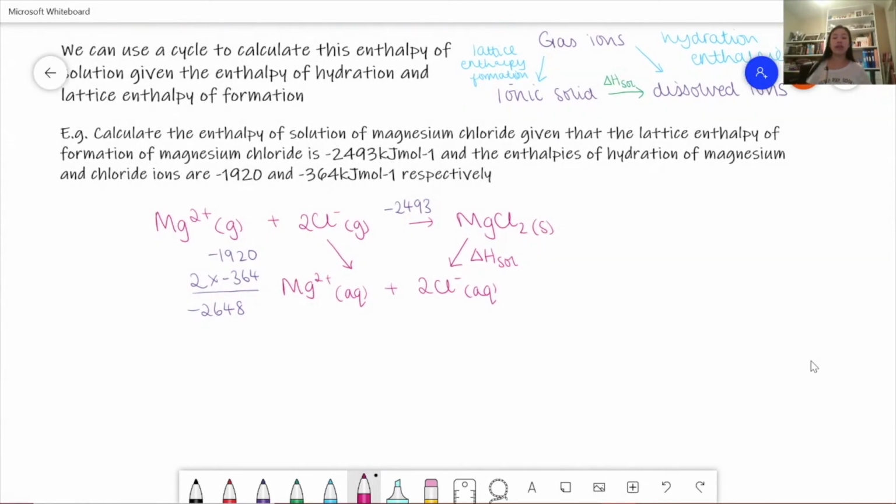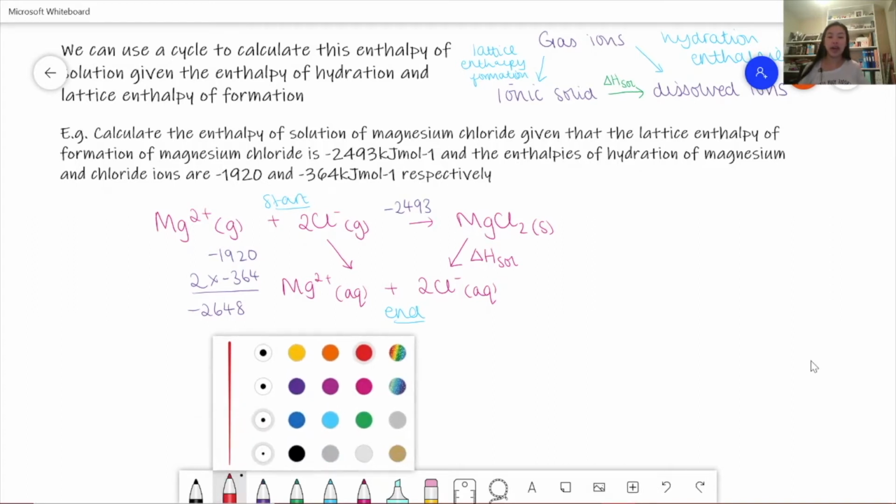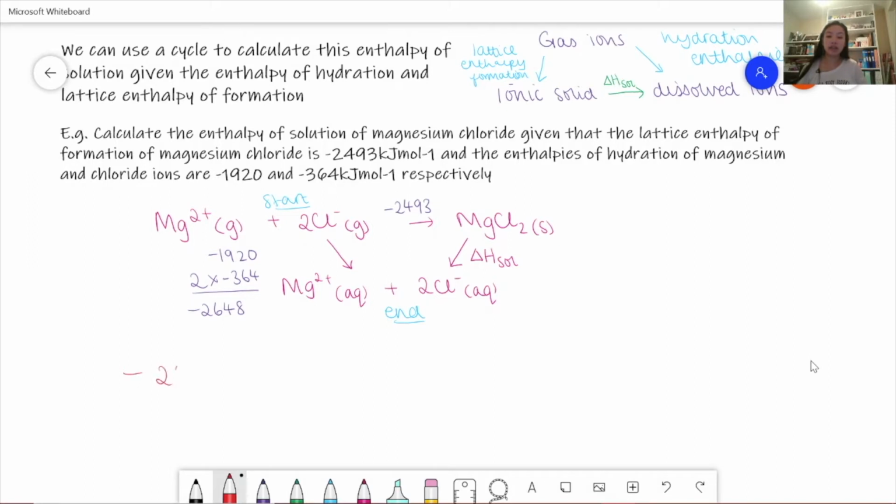And so now we can use the Hess's law idea. So if we start here and we end here, then the 2 routes should have the same enthalpy. And so we form an equation. So our equation is minus 2,648 equals minus 2,493 plus delta H of solution, and rearranging that gives that the delta H of solution is equal to minus 155 kilojoules per mole.